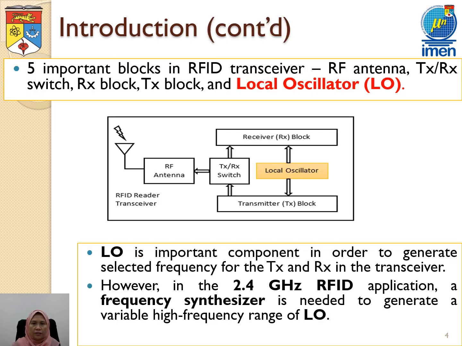So for the transceiver, there are 5 important blocks: antenna, receiver transceiver switch, receiver block, transmitter block, and also local oscillator. This local oscillator is an important component in order to generate the selected frequency for the transmitter and the receiver in this transceiver.